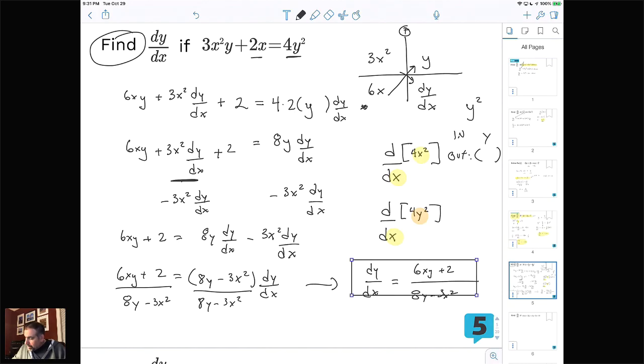That would be it, okay? So that is the answer we are looking for. Any questions at all on this example? Anything you want to ask before we move on and look at a few more?